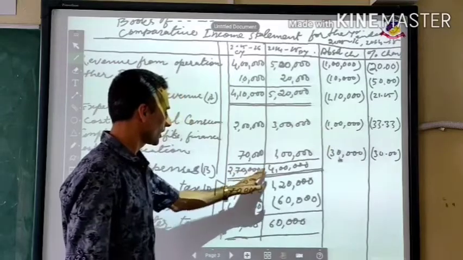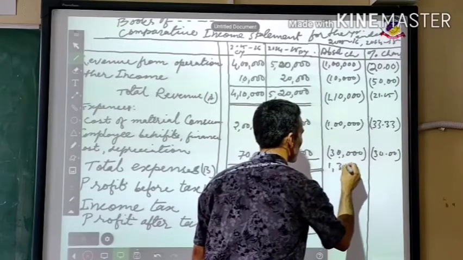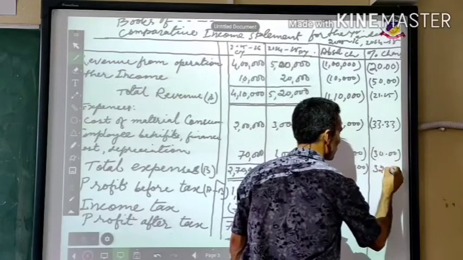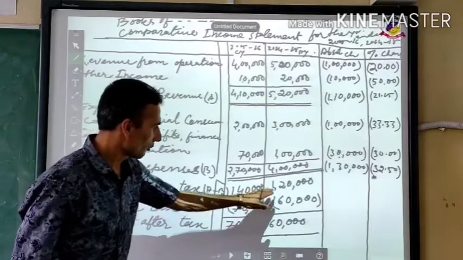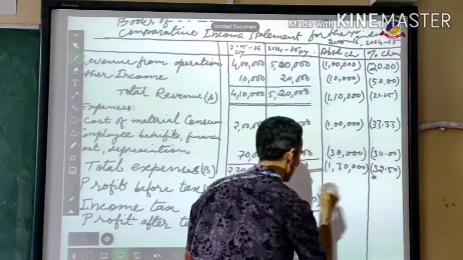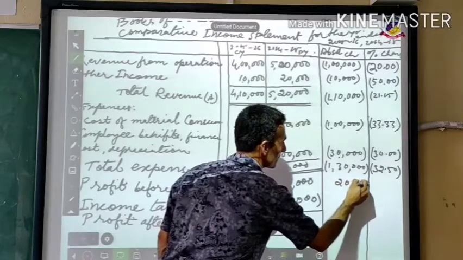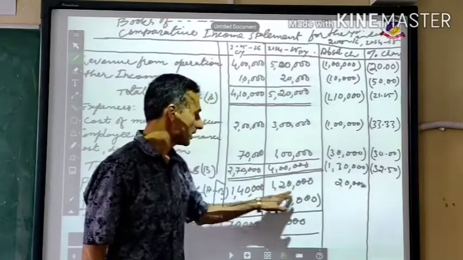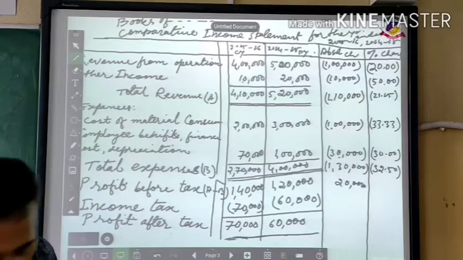What is the change here? I think here the change is 1 lakh 30,000. When you divide, you will get 32.50. Similarly, what is the change here? Here we see there is an increase in the value, 1 lakh 40,000 and 1 lakh 20,000 will give you 20,000 positive change. Now, how do you find the percentage? 20,000 divided by previous year 1 lakh 20,000 into 100 will give you 16.67%.